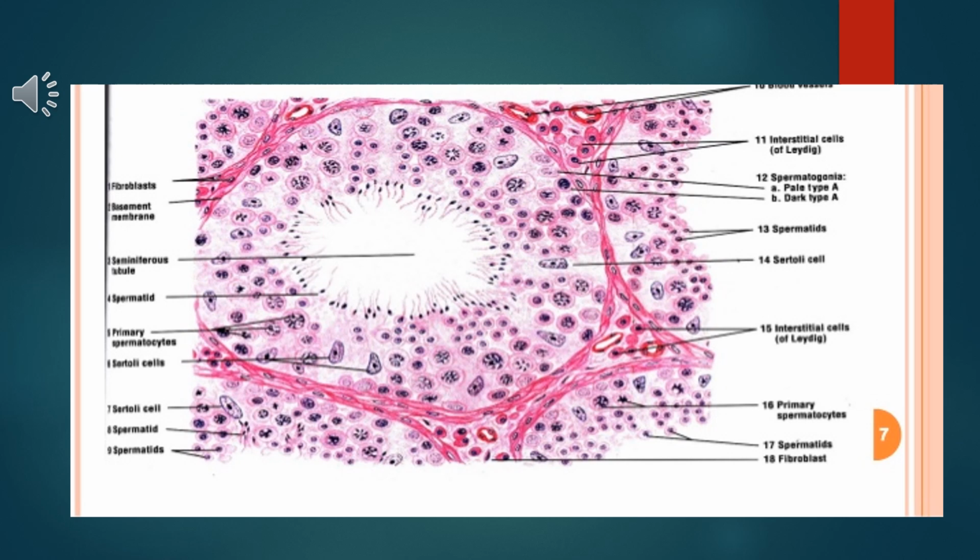In the diagram you can draw many sections of these seminiferous tubules, and in between the seminiferous tubules we can see the connective tissue which shows some blood vessels and the interstitial cells of Leydig.